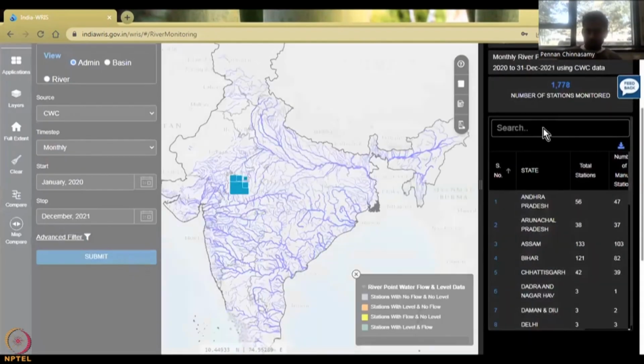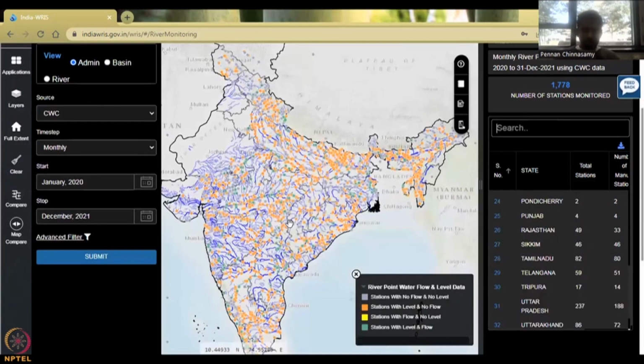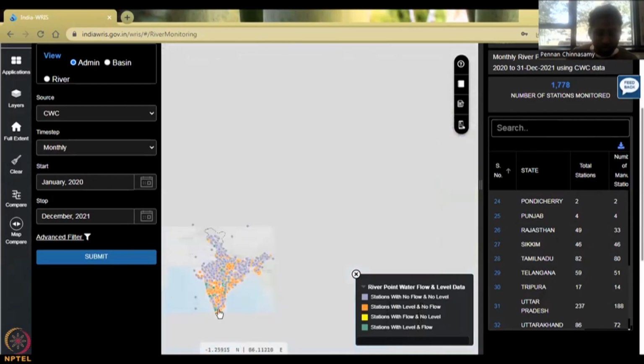And then to find Kerala, I just have to go down. You can actually remove the river layers, but it is very necessary to see all the river layers. And you could see beautifully that there are a lot of green dots coming now. So the green means stations with level and flow. Okay, so let us go here. Why has it changed suddenly? What did we do? It is basically the agency that we selected.